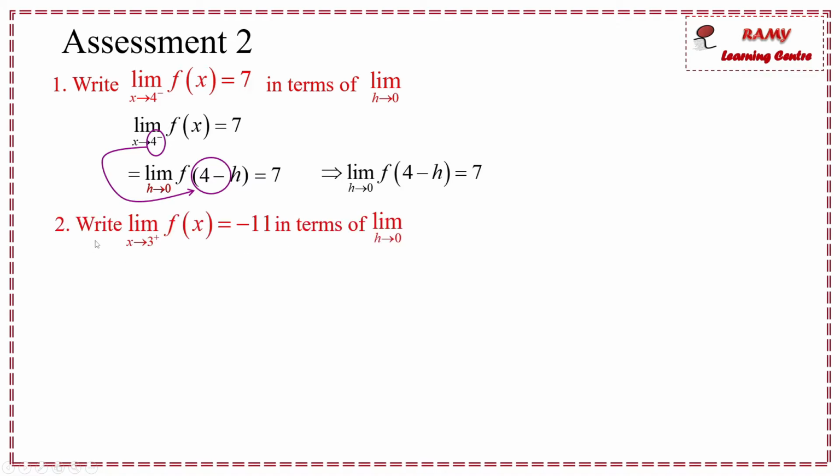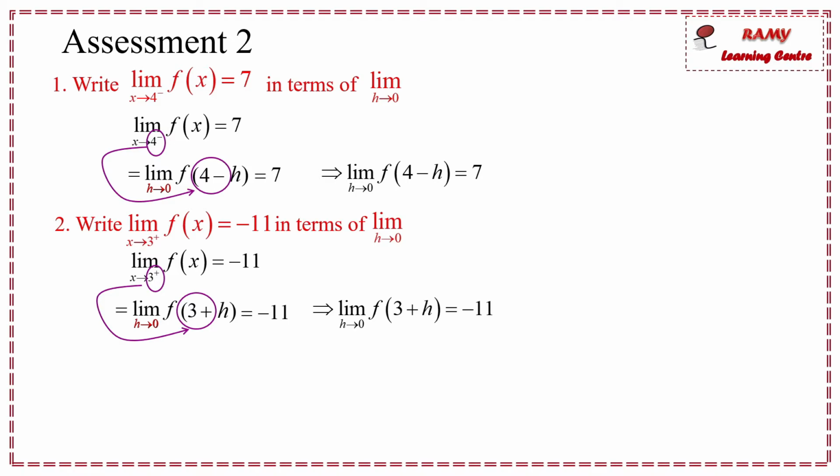The second sum. Write limit x tending to 3 plus of f of x is equal to minus 11 in terms of limit h tending to 0. Please try this out. So, we have limit x tending to 3 plus of f of x is equal to minus 11, which can be written as limit h tending to 0 of f of 3 plus h is equal to minus 11.